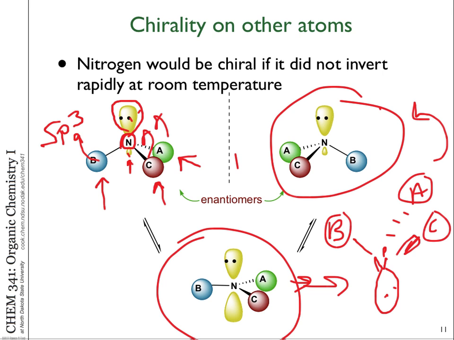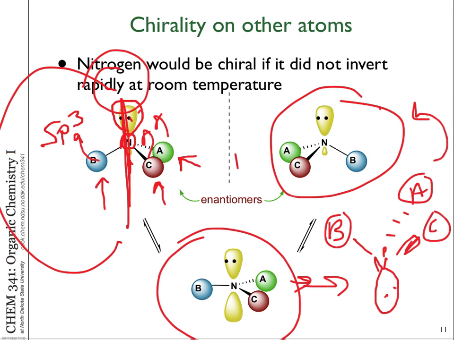That can happen because of the barrier for this inversion: you don't have to move a group like in a carbon. You'd have another group there. You don't have to move a group, break a bond, and then move it to the other side. In this case, it's just electrons flowing from one side to the other, and these groups moving from up to down. And that happens very fast at room temperature.